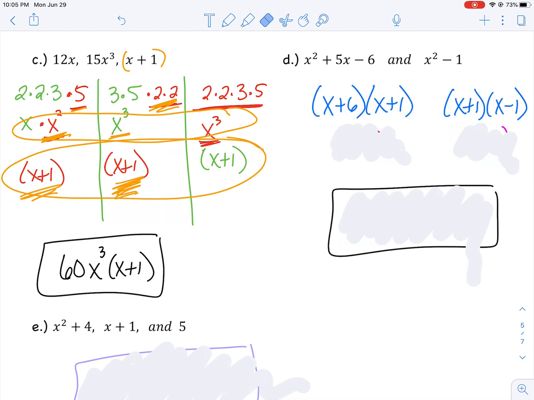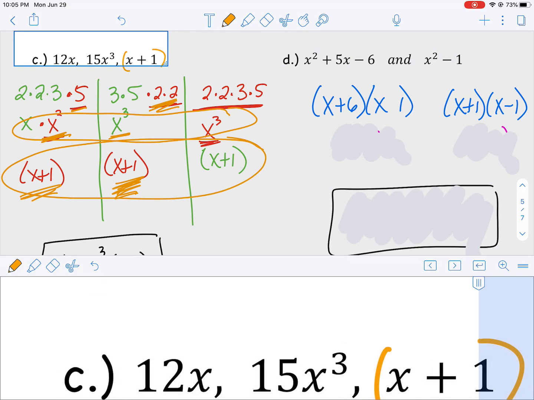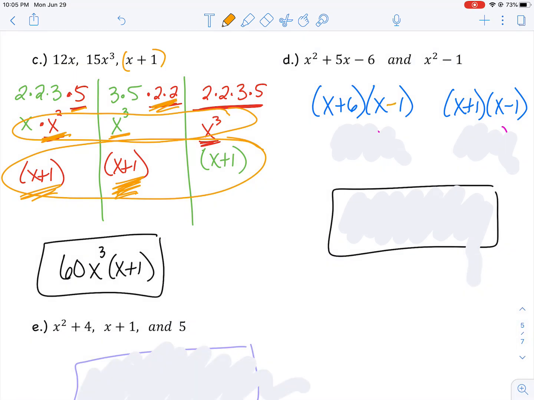The first one, I factored incorrectly. This should be an x minus 1, shouldn't it? X plus 6, x minus 1, multiplies to a negative 6, but adds to 5. I just made a mistake. Okay, so make sure that's a minus 1. The second one factors into an x plus 1 and an x minus 1.